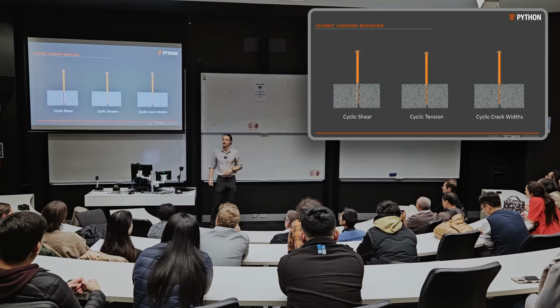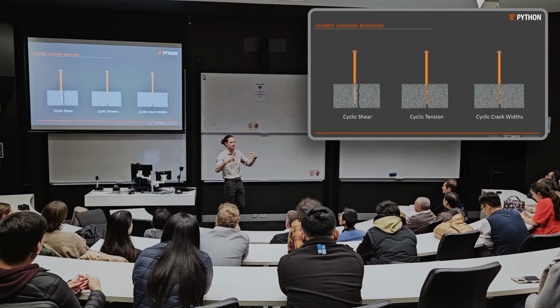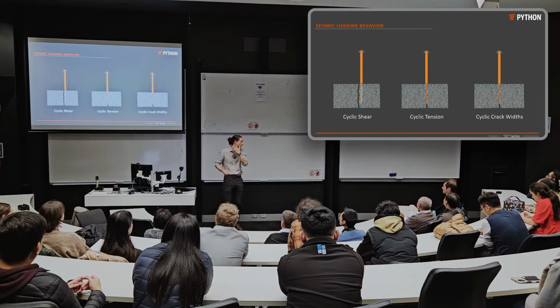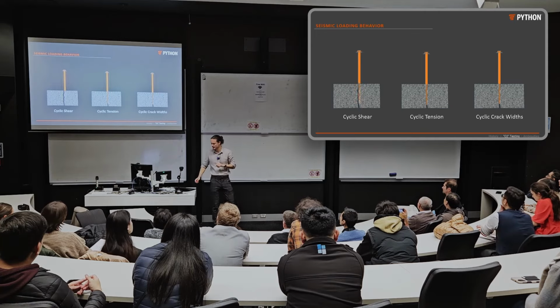The next one is cyclic tension. Say we have strongbacks in a wall, that wall's loaded out of plane cyclically in an earthquake, there's going to be cyclic tension in those anchors. The third one, I think, is the most interesting.